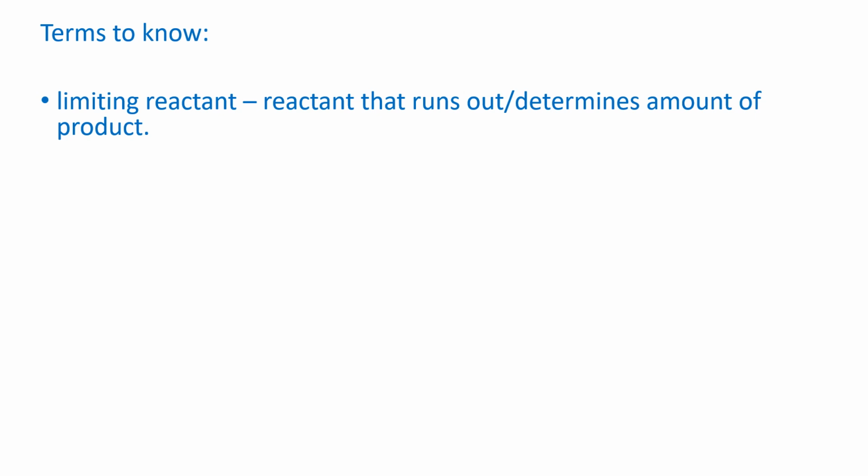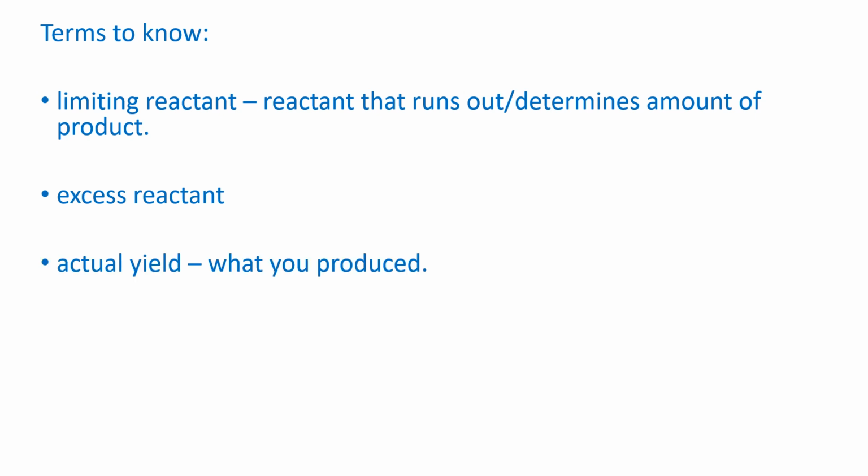A couple main terms. Hopefully you remember, but if you don't, we've got limiting reactant. This is, of course, the reactant that runs out, and this is what determines how much product you can make. The excess reactant, obviously, I didn't even define there because it's pretty simple. It's the one that's not limiting. It's the one that you have some leftover of.